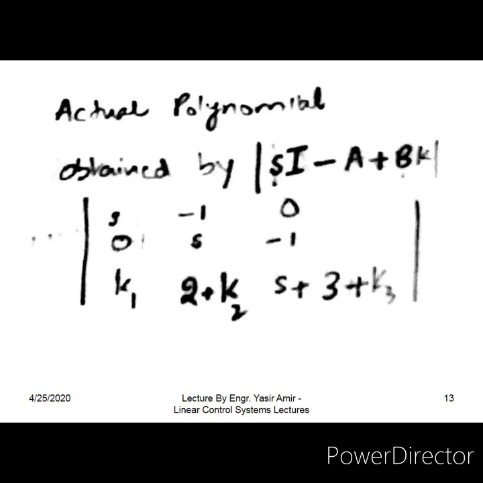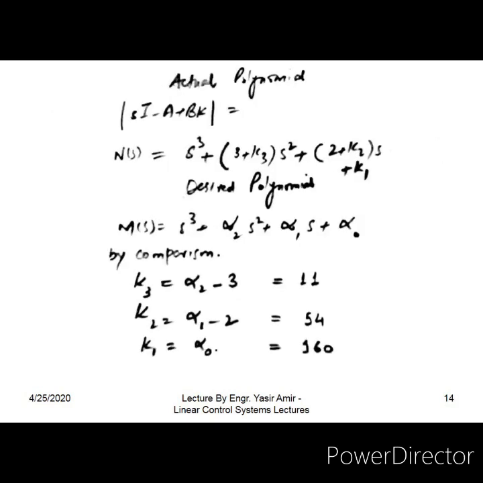The system is third order. A minus BK is a 3x3 matrix, sI is multiplied with a 3x3 identity matrix, and we subtract from sI the matrix A minus BK. So this is the result that we have. Try to work this out and evaluate the determinant. This is the result, as you can see over here in this slide.